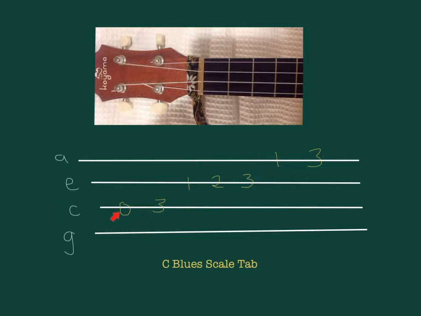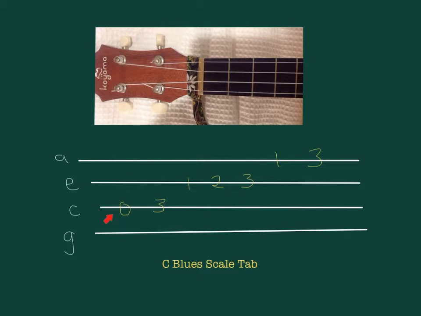Now the numbers tell you where to put your fingers, which fret. Remember, the frets are the little silver bars that go across the neck. When we put our fingers down, we put our fingers just behind the fret. So in this case, we've got a 0, which means we don't put any fingers down. Which string do we play? Well, we play the C string. So we would play an open C string, which is the same note that we start our C major scale on.